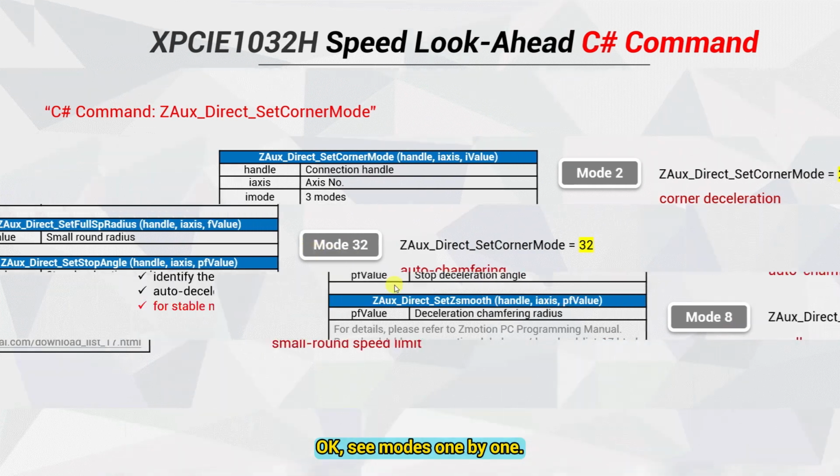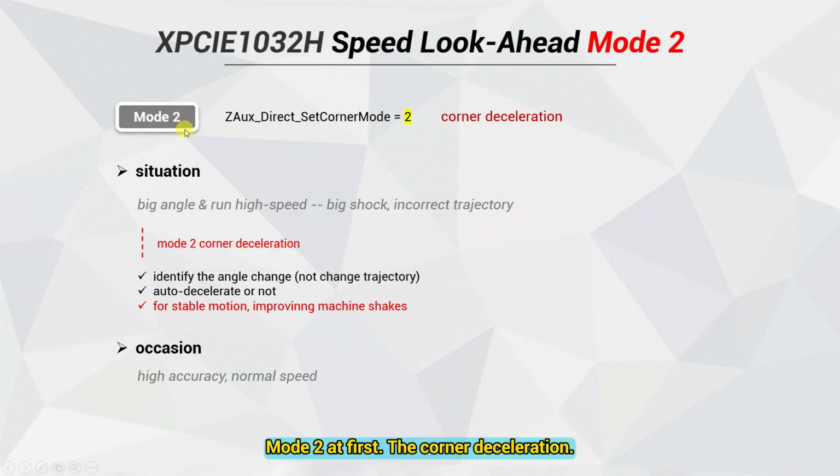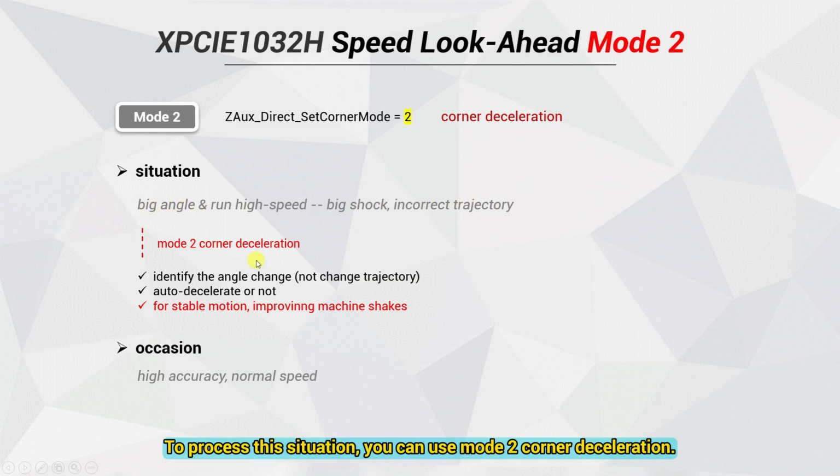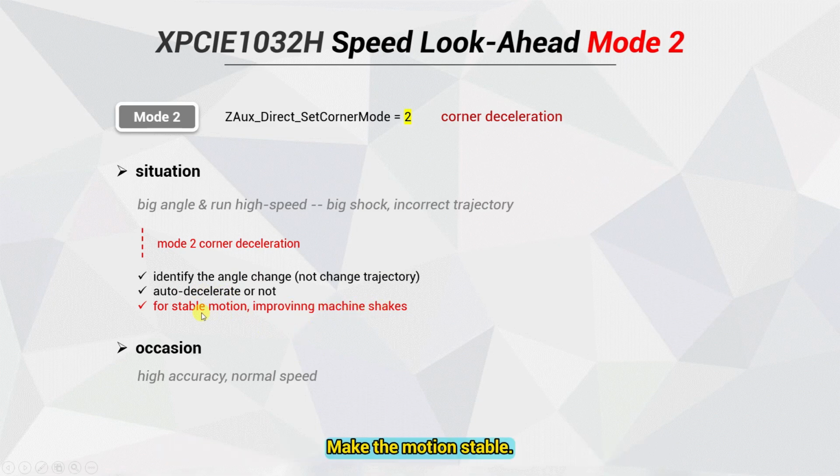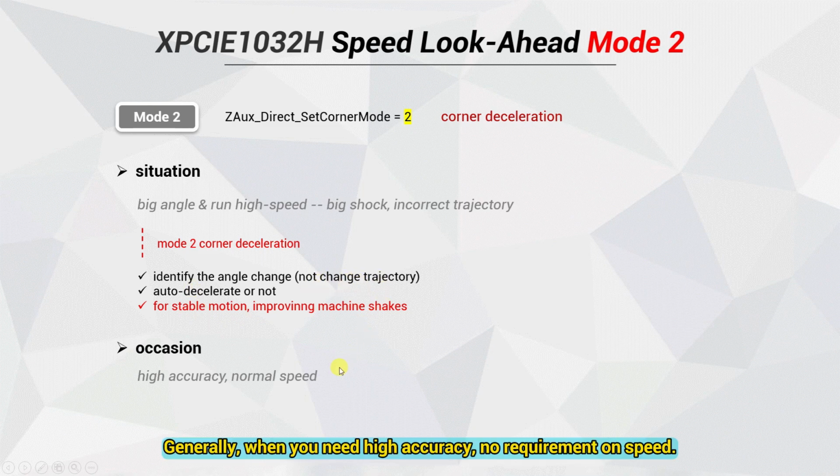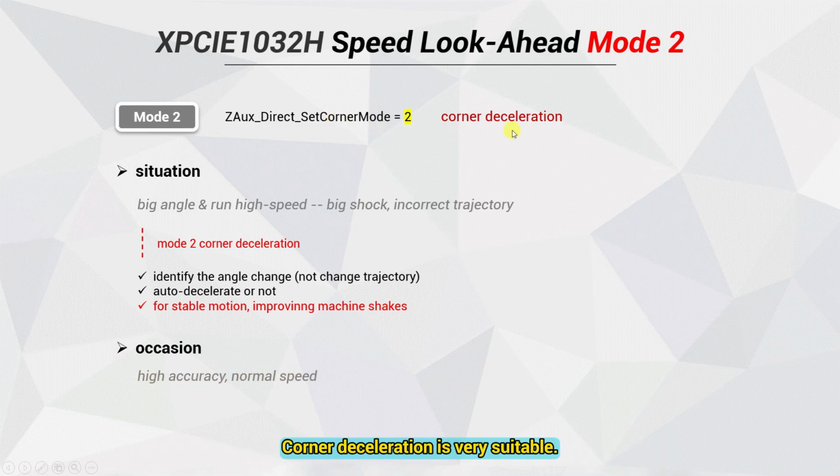Okay, see modes one by one. Mode 2 at first. The corner deceleration. While moving at high speed, if the angle between commands is too large, it will cause a big machine impact and trajectory deviation. To process this situation, you can use Mode 2 corner deceleration. It will check the angle change to determine whether to decelerate. In this way, the machine shaking problem can be improved well. Make the motion stable. And please note it will not change the trajectory. Generally, when you need high accuracy, no requirement on speed, corner deceleration is very suitable.